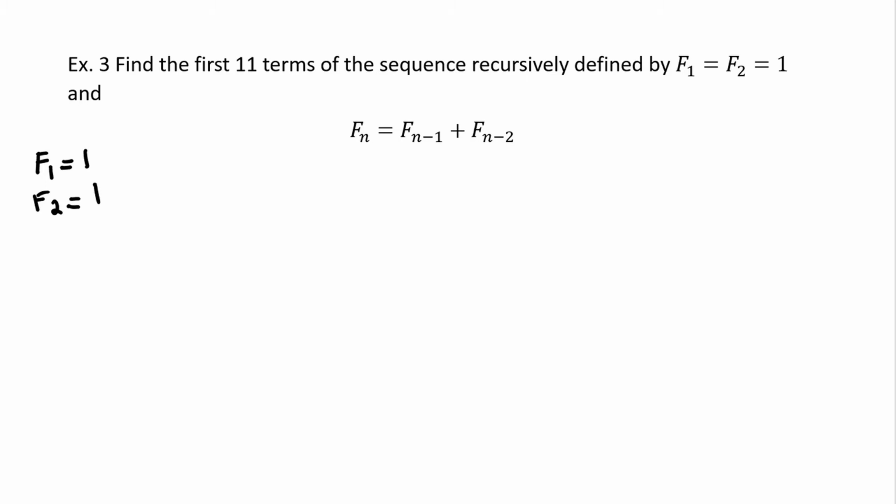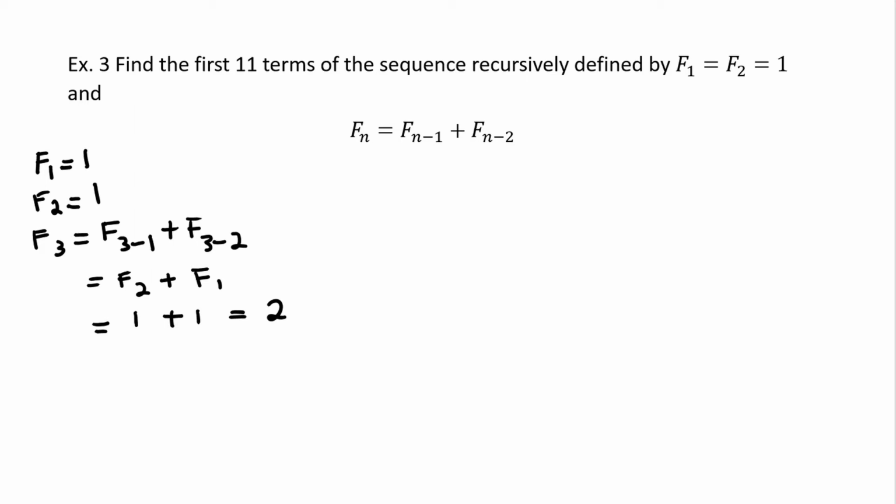Let's go ahead and write out f sub 3 using the formula. That would be f sub 3 minus 1 plus f sub 3 minus 2. So that's f sub 2 plus f sub 1. Okay, the nth term is the sum of the two previous terms. So let's continue with that. We were given 1 for the second term, 1 for the first term, so f sub 3 is equal to 2. All that work for 2.